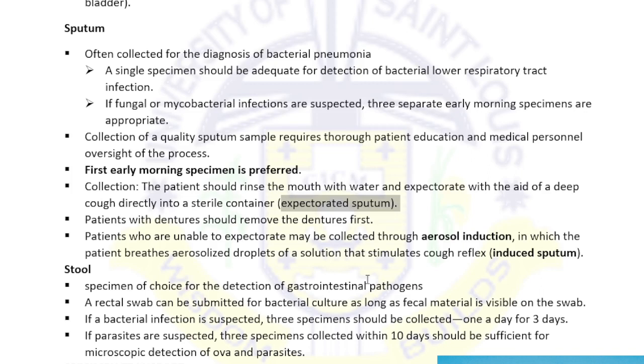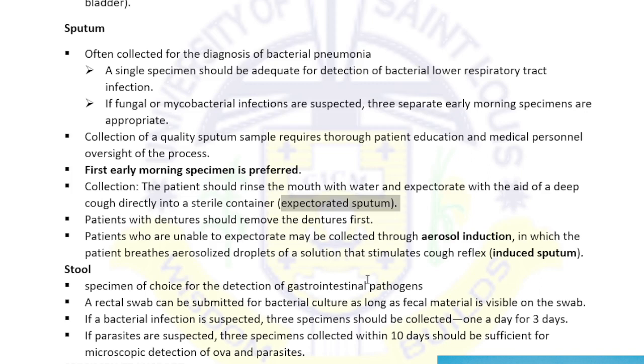So, usually, what should we expect from stool? Salmonella, Shigella, things like that. Okay? Rectal swab can also be submitted, as long as fecal material is visible on the swab. If a bacterial infection is suspected, 3 specimens should be collected, 1 a day for 3 days. So, to establish the test result, there should be at least 3.